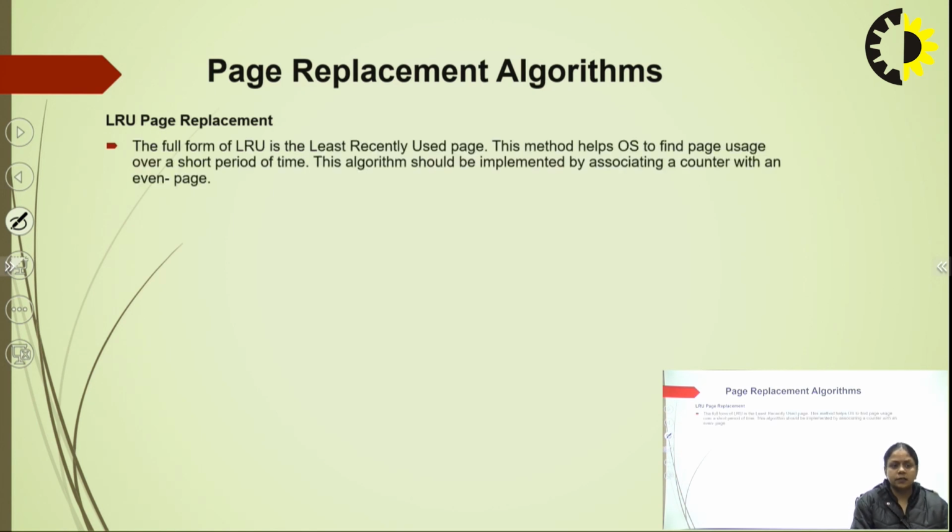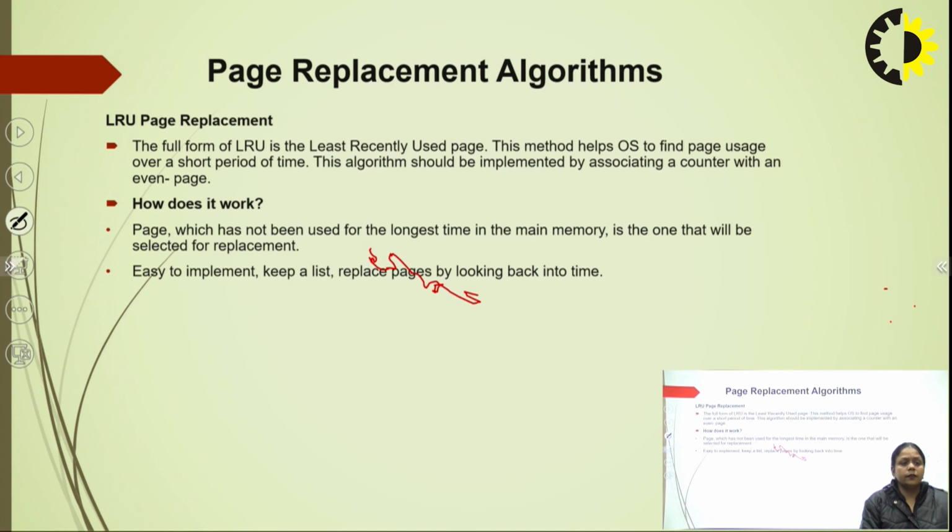The full form of LRU is least recently used. This method helps the OS to find page use over a short period of time. This algorithm can be implemented by associating a counter with every page. Now, what is the meaning of LRU? LRU is for least recently used page. Least recently used page means the page which is not accessed for a longer time, which is not required by the CPU for a longer time. How does it work? The page which has not been used for the longest time in the main memory is the one that will be selected for replacement.